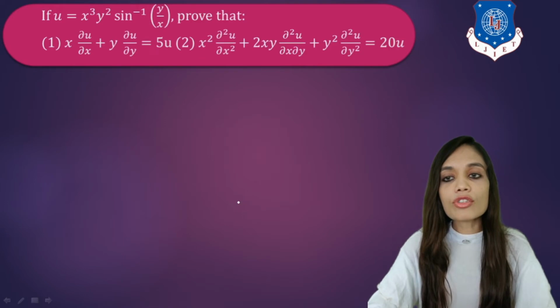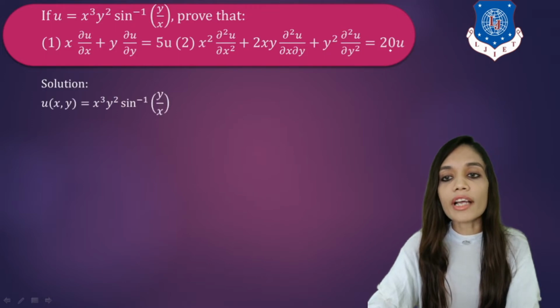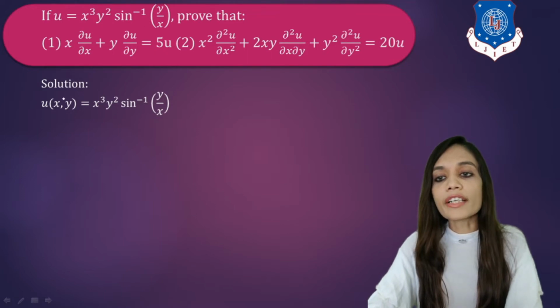So now let us solve an example. If u is equal to x cube y square into sin inverse y by x, we have to prove that x del u by del x plus y del u by del y is equal to 5u, and the second thing we have to prove is x square del square u upon del x square plus 2xy del square u upon del x del y plus y square del square u upon del y square is equal to 20u. Firstly we have to check whether the given function is homogeneous or not.